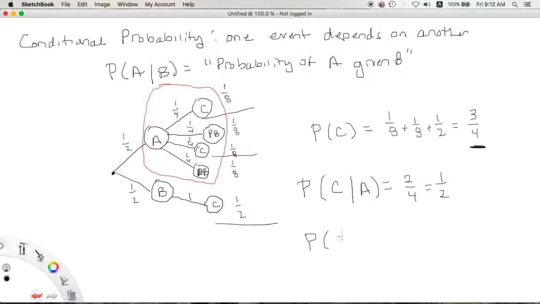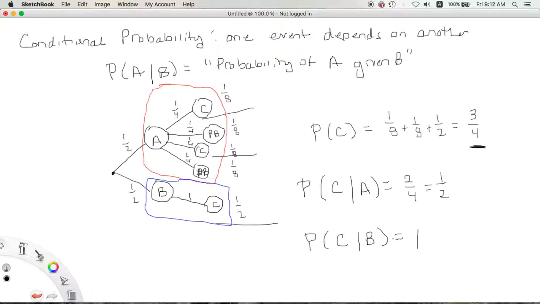Now what about if we have chocolate chip and we know we picked jar B? Well, if we know we picked jar B, we're only looking at this branch of the tree, so we don't need to worry about the probability of picking the jar in the first place. So our probability is 1 because we know we're going to get a chocolate chip cookie given that.